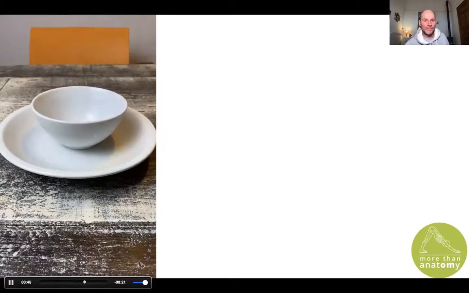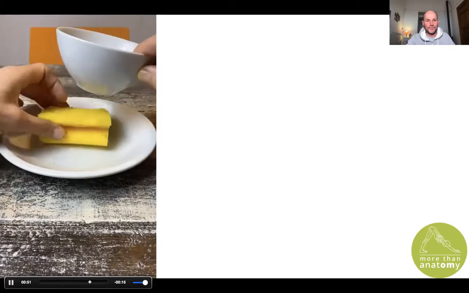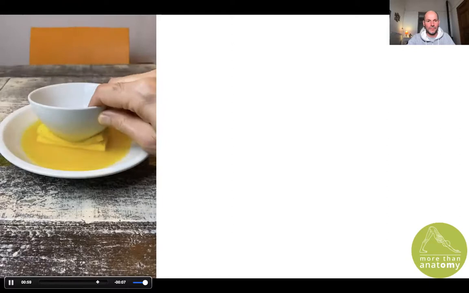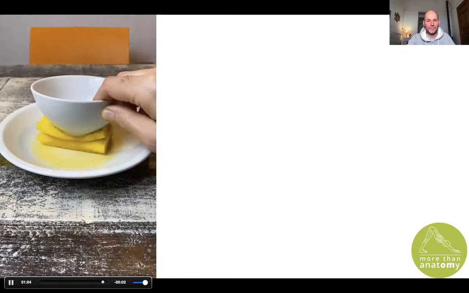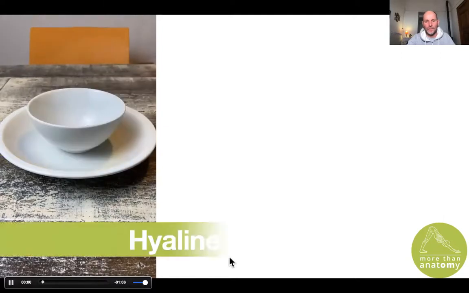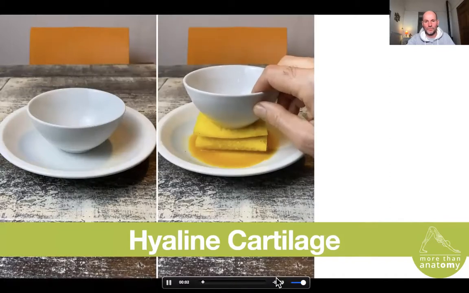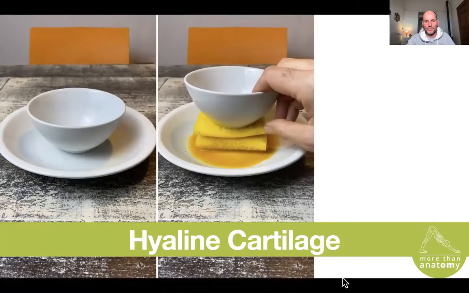But if I add in this sponge, which is representing hyaline cartilage, and also add in some turmeric water representing synovial fluid. Now, when I move, the surfaces of the bowl and plate are completely protected. So the bowl representing one bone and the plate representing the other bone are covered with hyaline cartilage represented by the sponge. And then the joint is lubricated with synovial fluid.